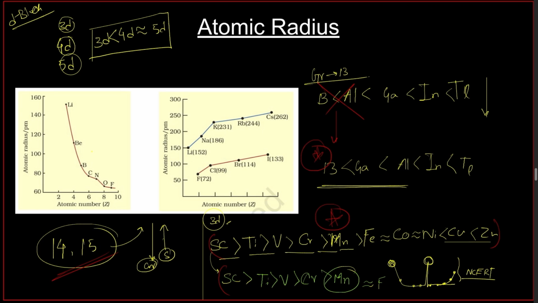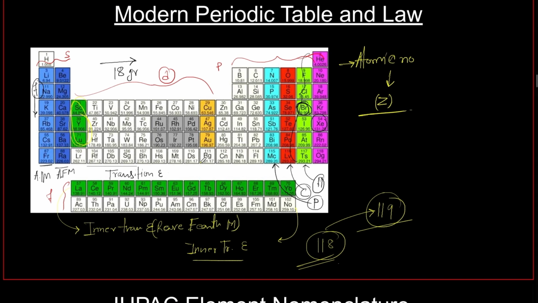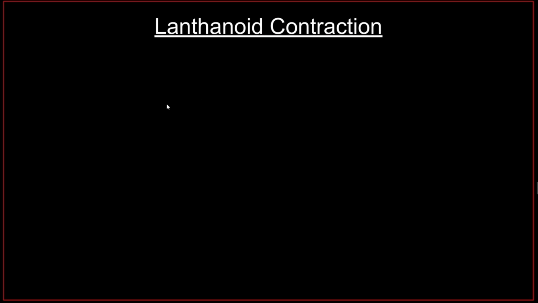Did I miss anything? Let me recall it. Now there is a phenomenon in the lanthanoids. What are the lanthanoids and actinides? If I show you, this family is your lanthanide. This is called the lanthanide series. In the lanthanoids, something interesting happens. It is known as lanthanide contraction.